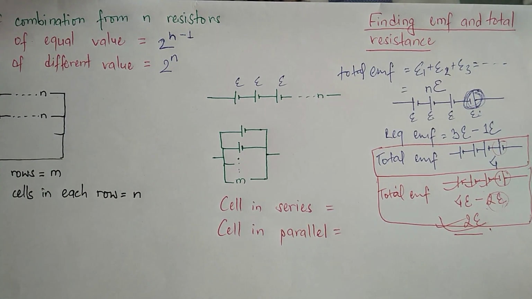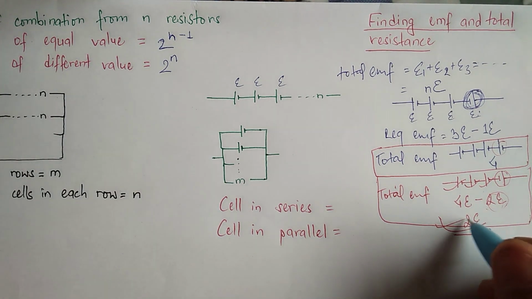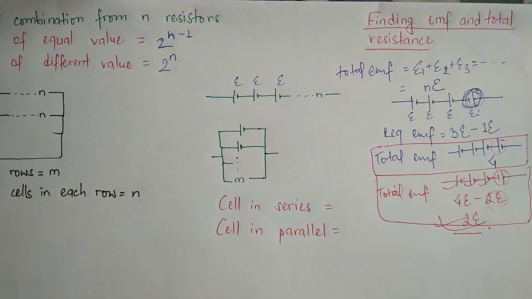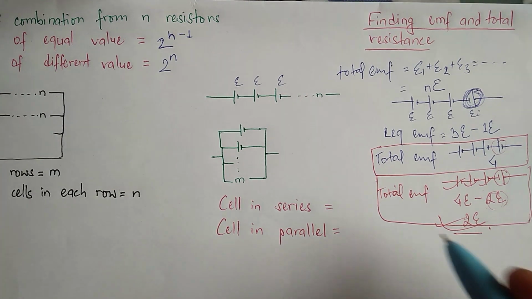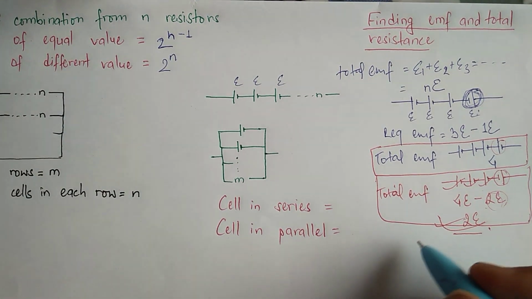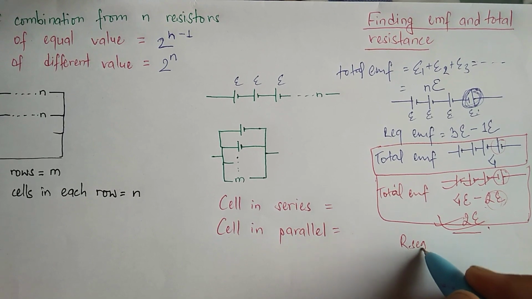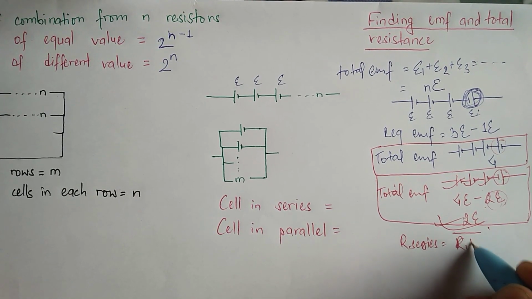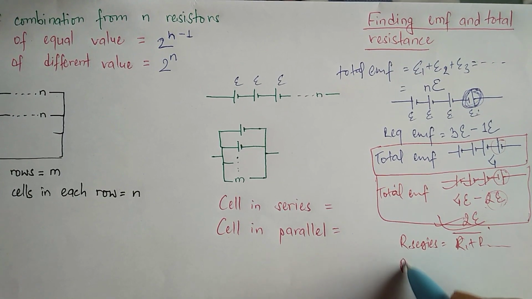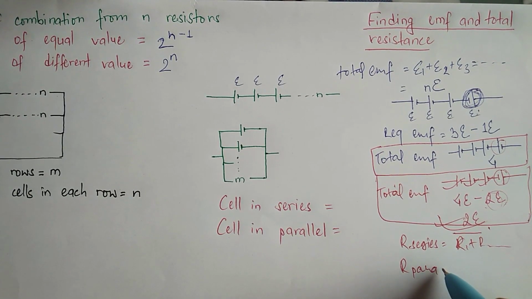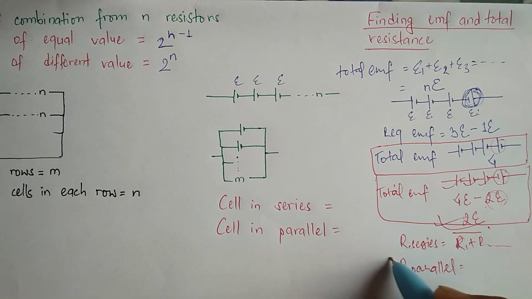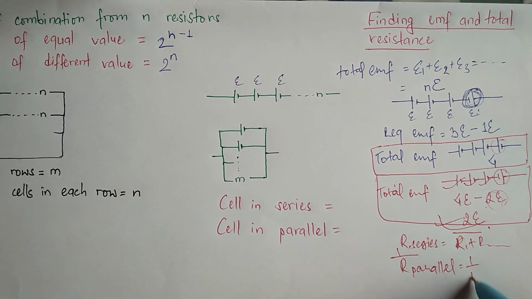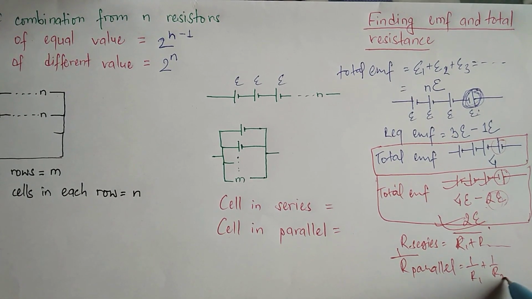This comes under important problems. So now talking about total resistances. As I had discussed earlier, R series is equal to R1 plus R2 plus R3 dot dot dot, and for parallel, 1 by R parallel is equal to 1 by R1 plus 1 by R2 plus dot dot dot.